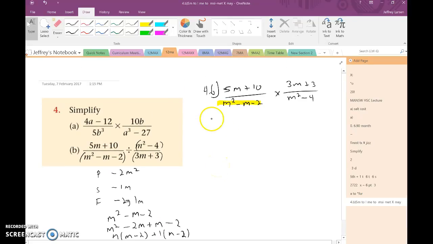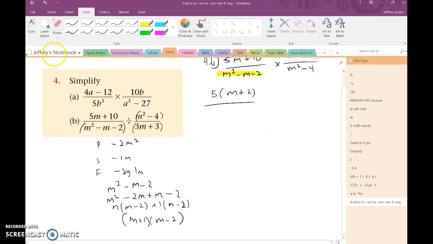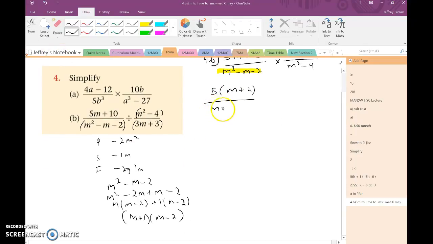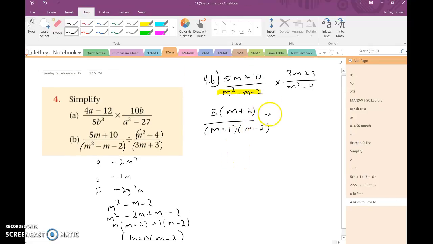Okay, so I'm going to rewrite that as 5. You can clearly see there's a factor of 5 in that top one, so I'll factor 5 out of that as well. And then that bottom bit became m plus 1 and m minus 2. All right, so that's that one. I'll factor the 3 out of that. That'll be 3, and that'll be m plus 1. On the bottom, okay, this is a difference of squares.